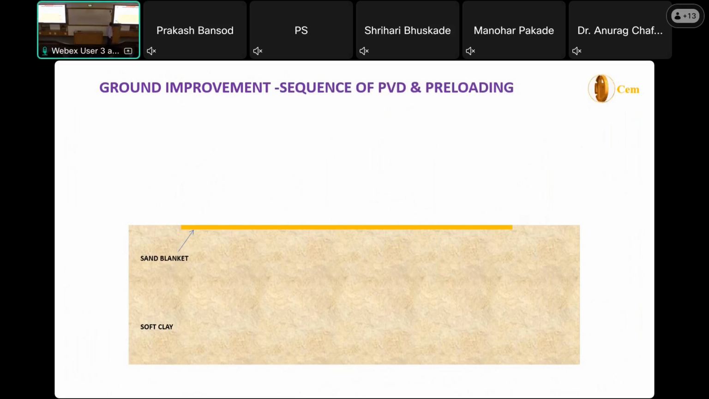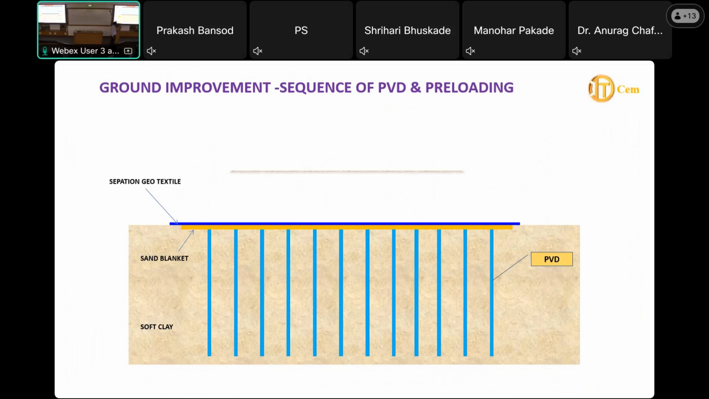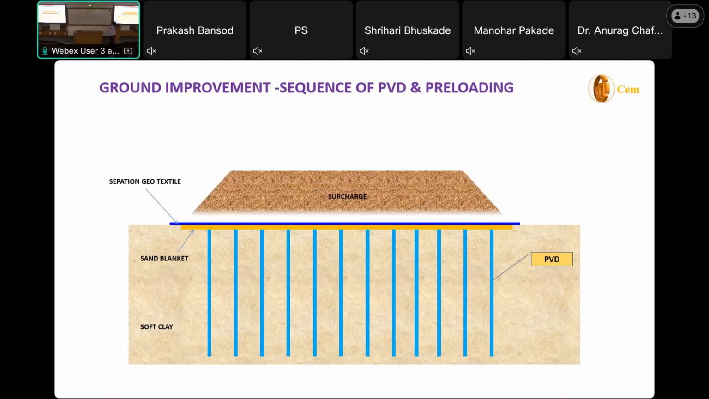This is the overall sequence. First we put the first layer of drainage blanket, install the PVDs, and put a separation geotextile. We put a second layer of drainage blanket, which I have not shown. Then a separation geotextile. Then we put the top surcharge. Why the separation geotextile? The top surcharge may not be very good quality, it is a wide range of material based on local availability, because it is more about the preloading structure. That is its main purpose.